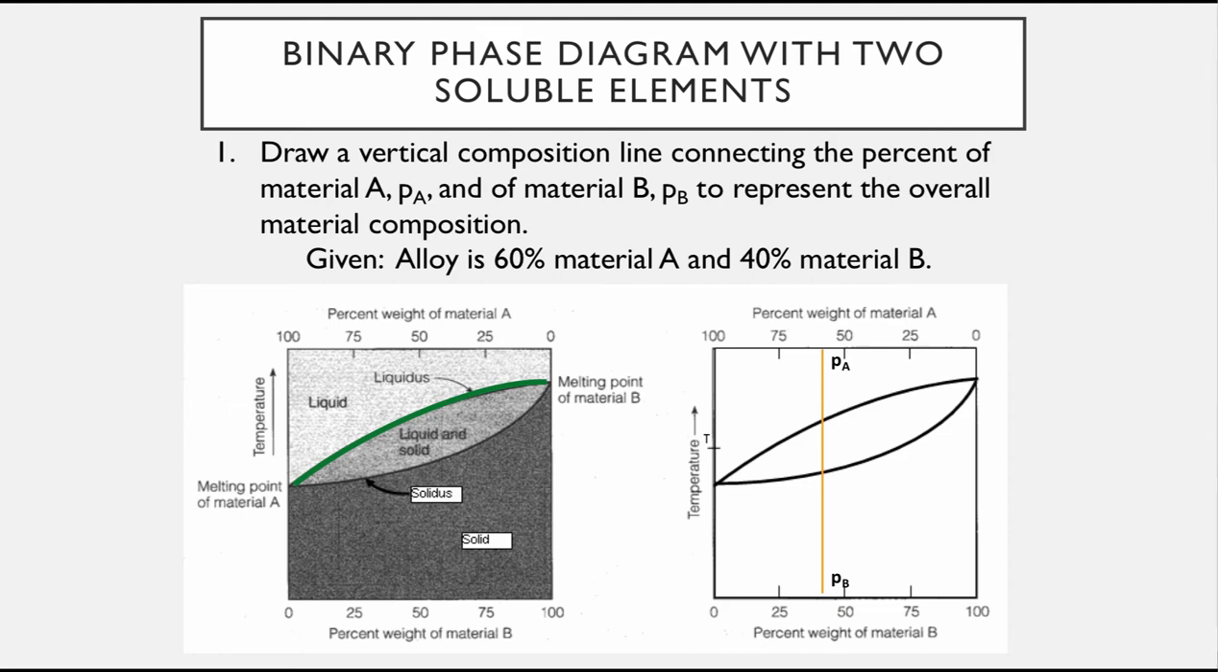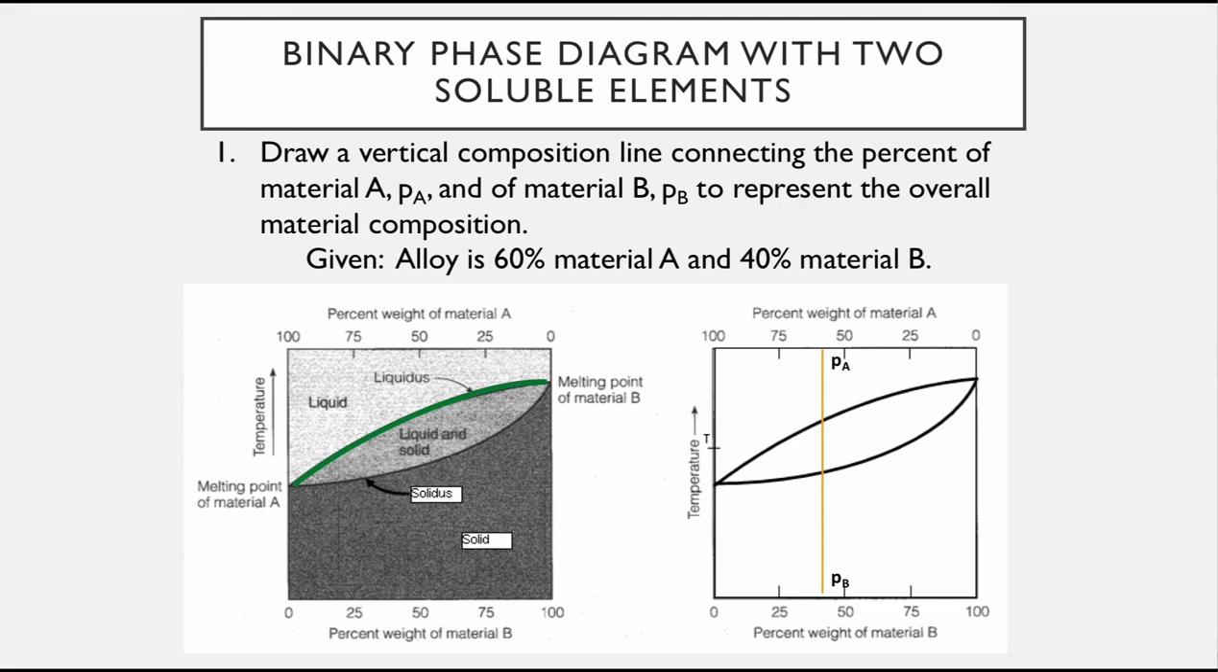So we can see the closer we are to material B, the higher the temperature. The closer we are to material A, the lower the temperature. As we change our composition, we change where we transition from liquid to solid. But we don't immediately transition to solid like we would if we were all material A or all material B.